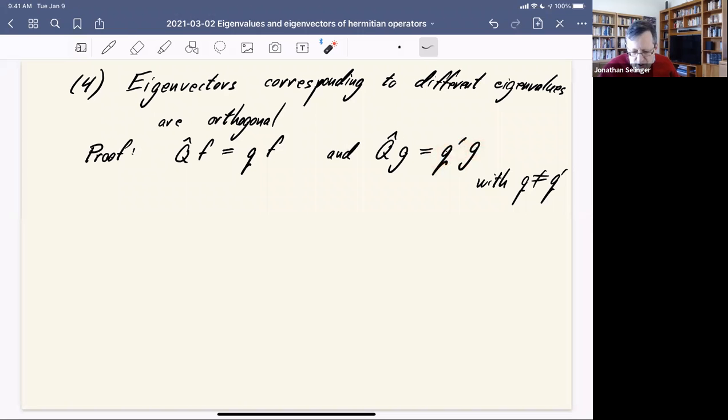So, for example, if Q is the Hamiltonian for a particle in a box, little q might be energy one, Q prime might be energy two, F might be wave function one, and G would be wave function two. So these both go with the same operator, which is the Hamiltonian operator. Now I want to check whether F and G are orthogonal.